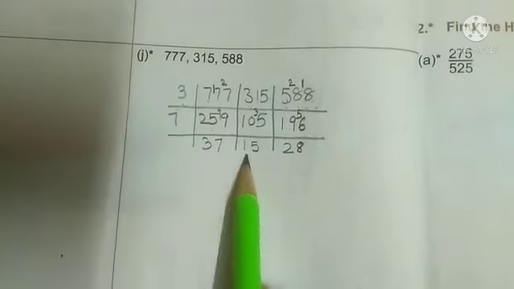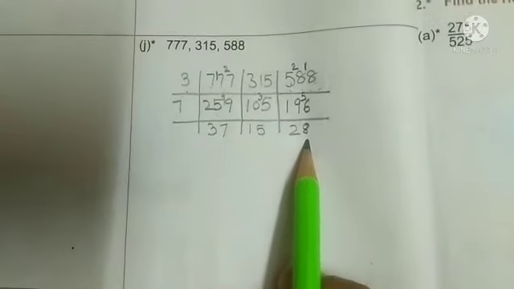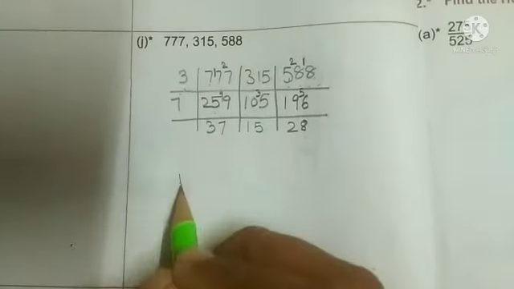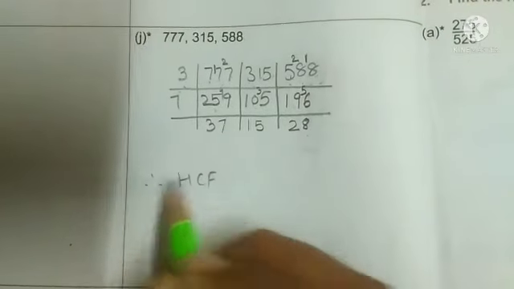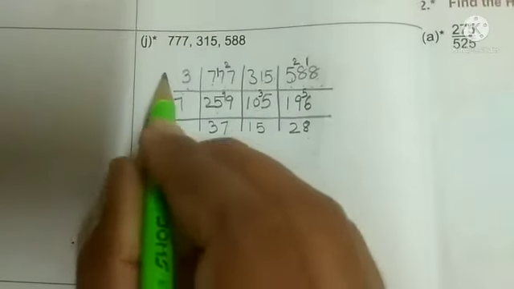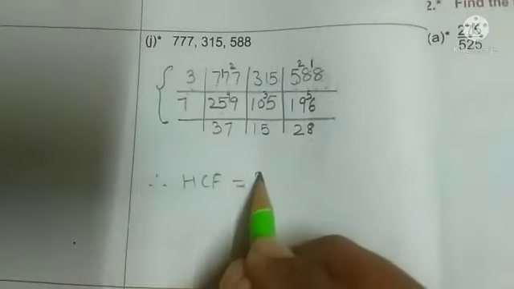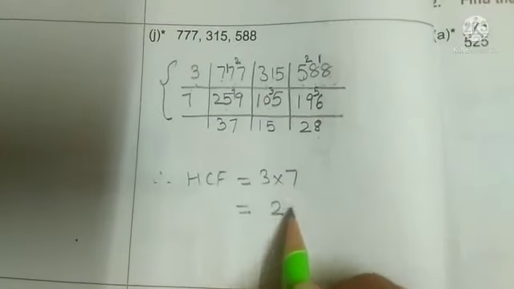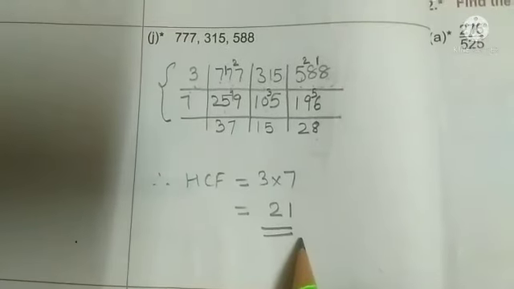Now 37, 15 and 28 are not divisible by any number. Clear? So we will not divide it. Therefore your HCF will be, now we have to take these common factors, that is 3 into 7. So 3 7s are 21. So your HCF is 21.